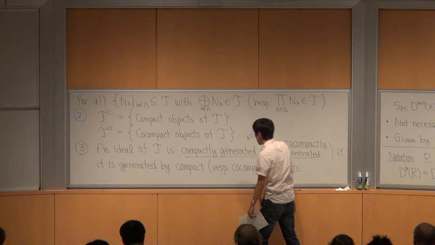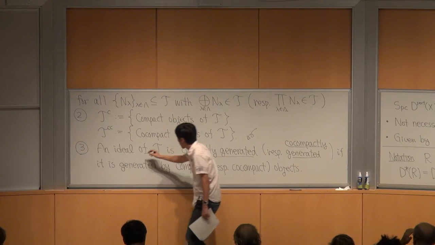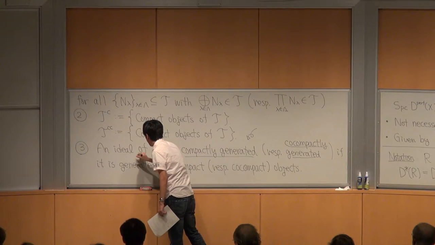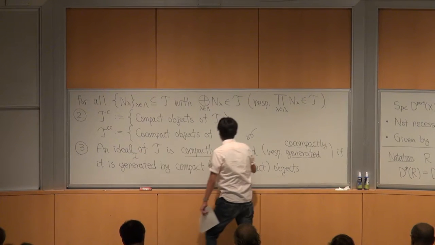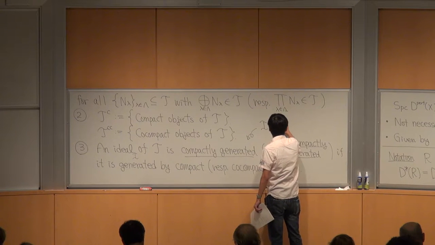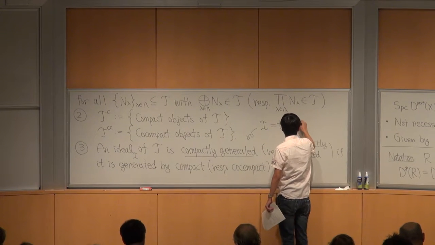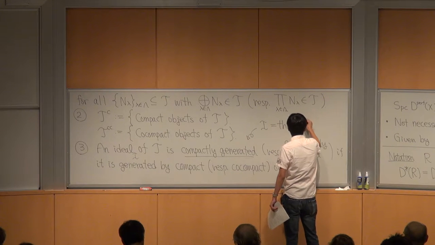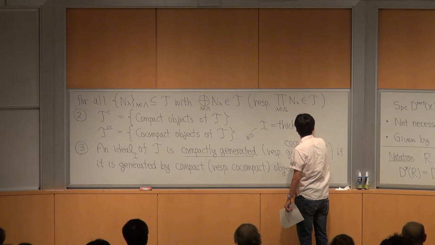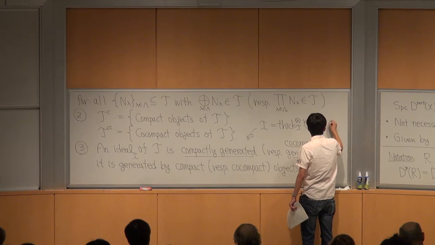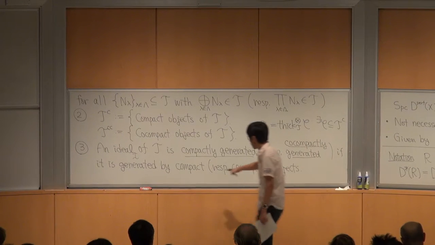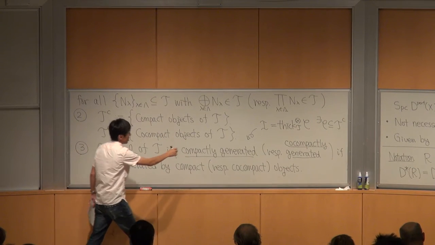So I should explain the meaning. An ideal I of T is compactly generated if I is equal to the thick tensor closure in T of some compact objects in T^c. So this is what generation means.